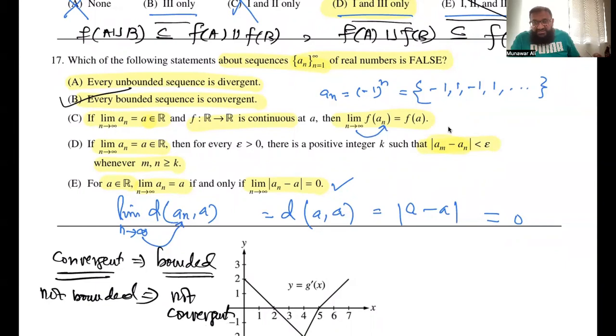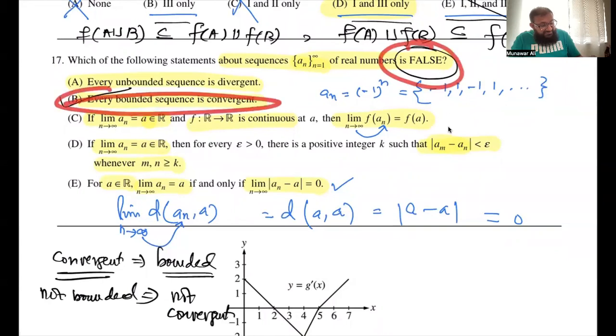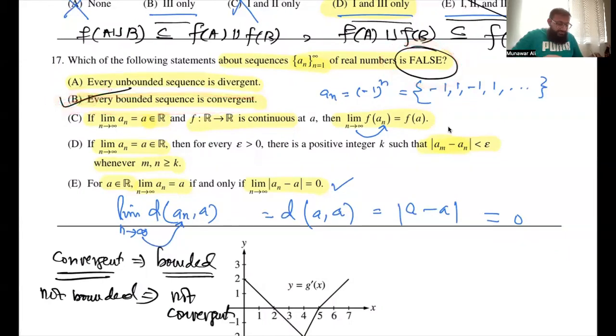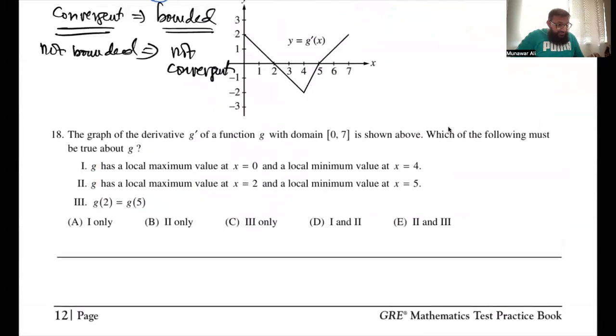So statement A is: every unbounded sequence is divergent. It is a true statement, but we have to look for the false statement. So we have to look for false, and the false statement is B, and B is our correct option. We are done. Let's move ahead.